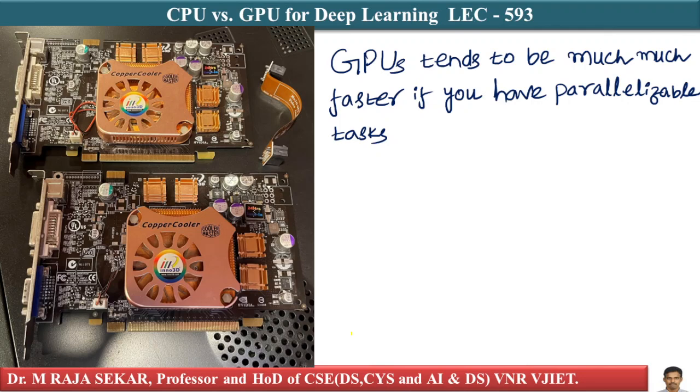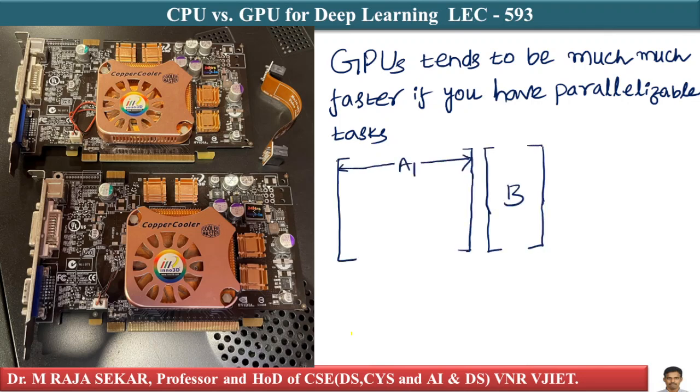So this is the crux. GPUs are fast if you have parallelizable tasks. Remember, multiplying a matrix with a vector is a highly parallelizable task. That is important. My capital A multiplied by B: the multiplication of A1 and B does not depend on A2 multiplied by B, and does not depend on A3 multiplied by B. Yes, multiplication of A1 and B is independent of the multiplication of A2 and B, and of A3 and B.